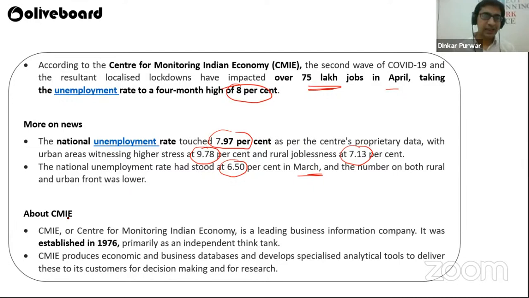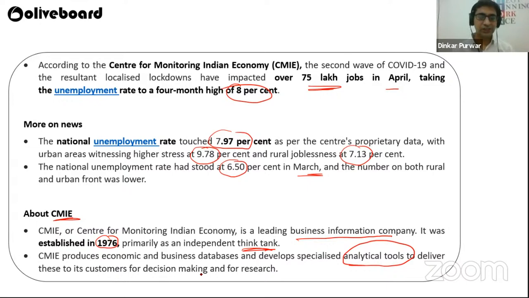CMIE, or Center for Monitoring Indian Economy, is a leading business information company. It was established in the year 1976, and it is a primarily independent think tank. CMIE produces economic and business databases and develops specialized analytical tools. So they develop proper analytical tools to give proper data related to unemployment and all these things, and to deliver these to its customers for decision making and also for research purposes.